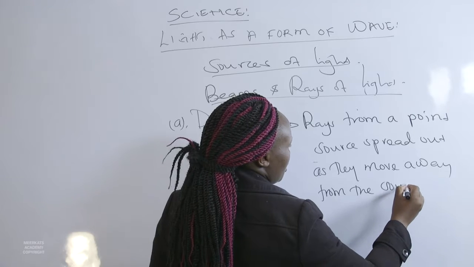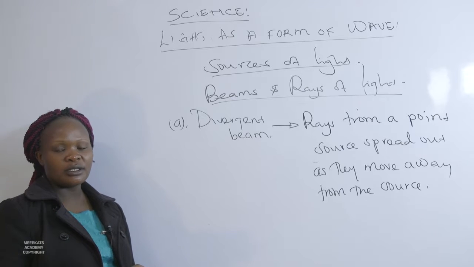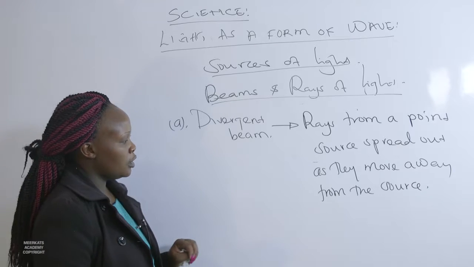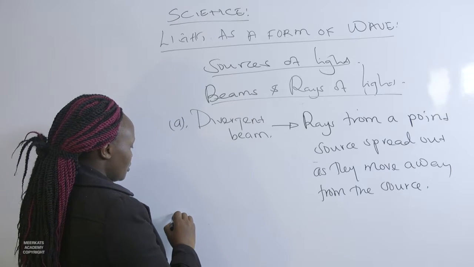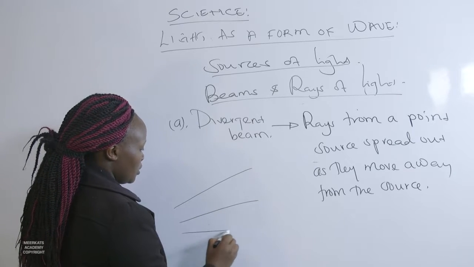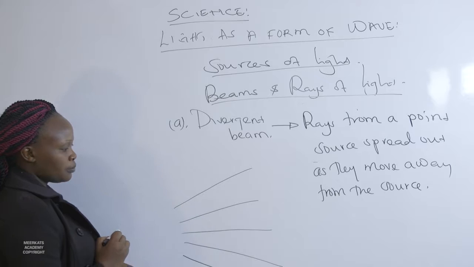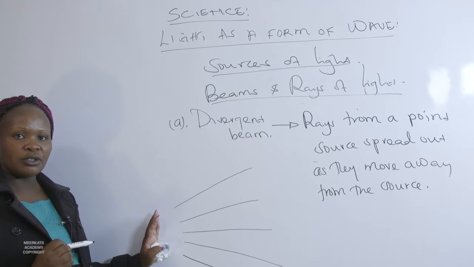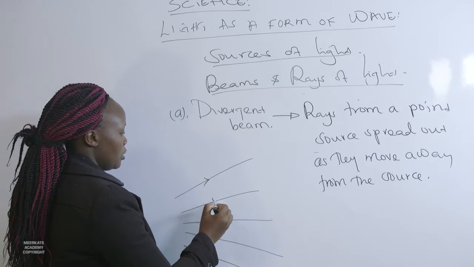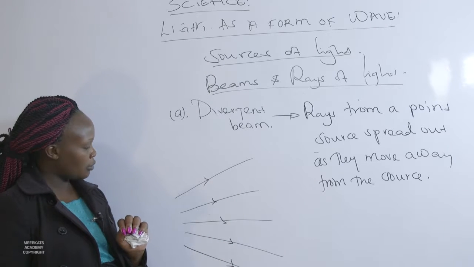That we have a point source of light. It produces rays of the same intensity, but as they advance away from the source, they start spreading out. So you will expect to have something like this, that you have a common source, but as you advance, your rays are actually spreading out.